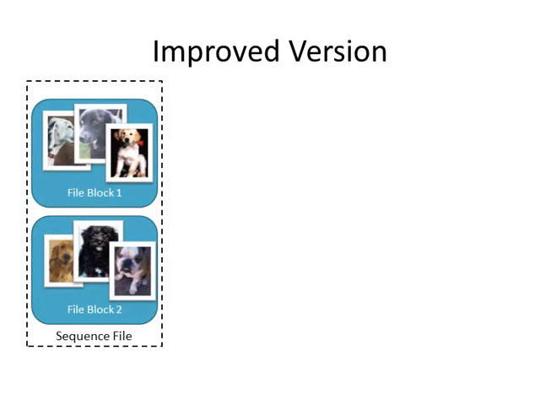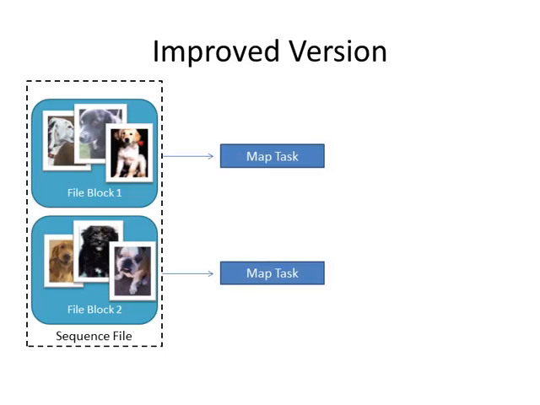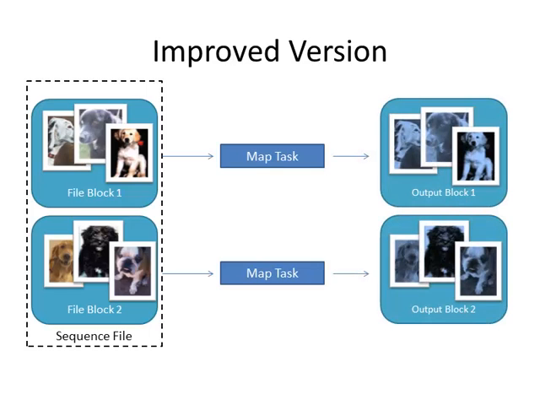A sequence file that contains all the images to be processed gets split into individual blocks by HDFS. These blocks will now be sent to individual mappers, which can iteratively process multiple images and write them to disk. This technique can greatly speed up the processing of images, at the expense of some pre-processing where the images have to be combined into the sequence file.